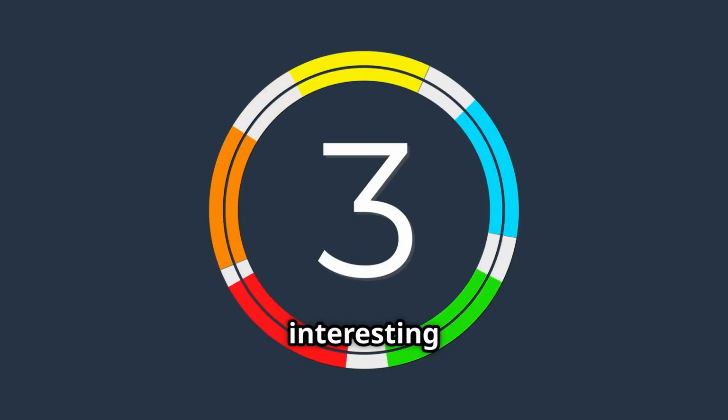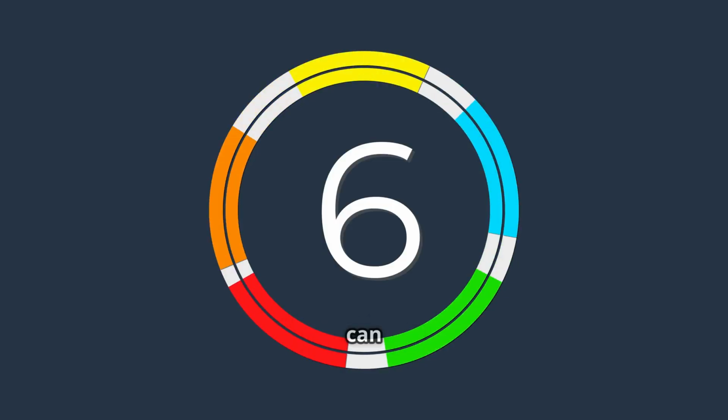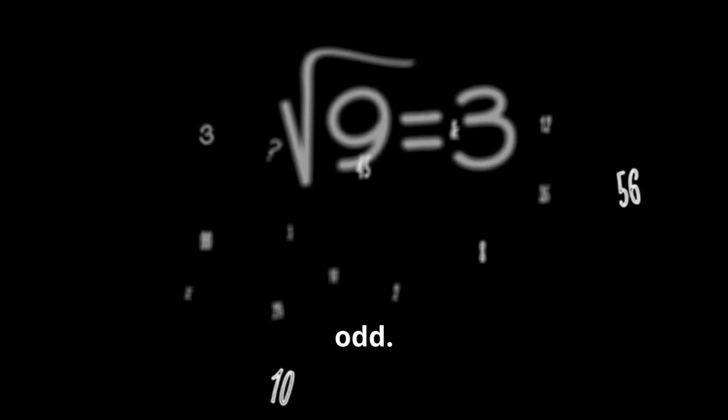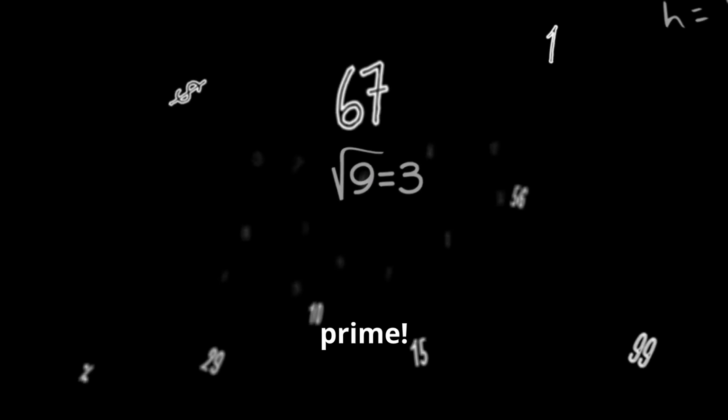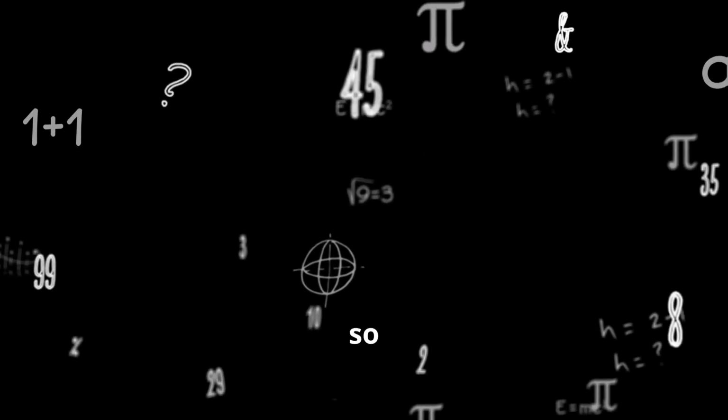Here's something interesting. 2 is the only even prime number. Every other even number can be divided evenly by 2, which means they can't be prime. So, most prime numbers are odd. But not all odd numbers are prime. For example, 9 is odd, but you can divide it evenly by 3, so it's not prime.